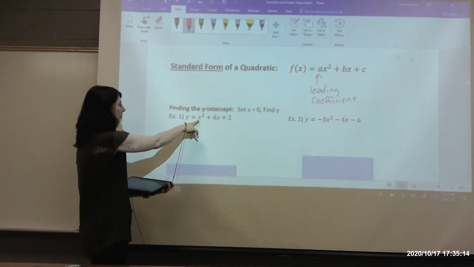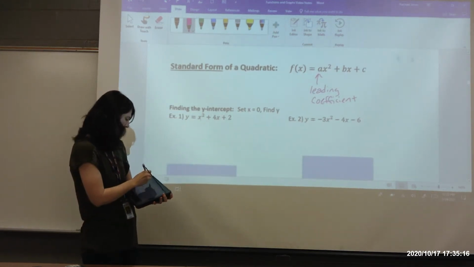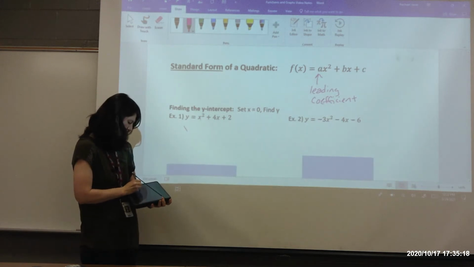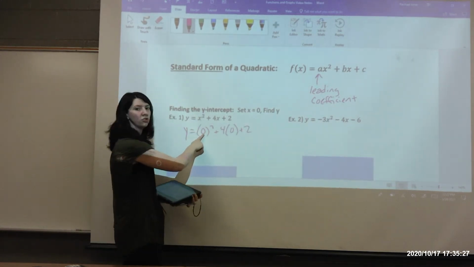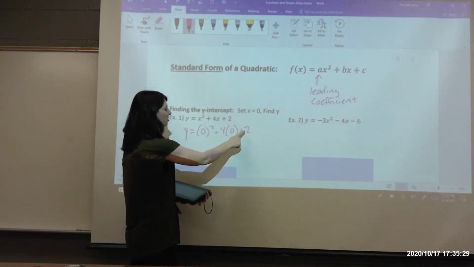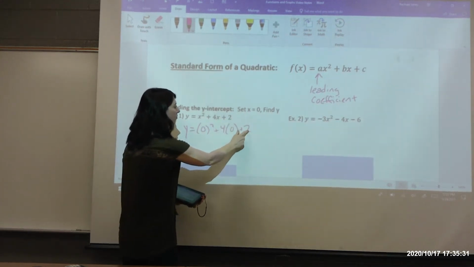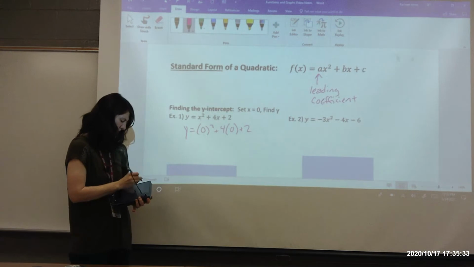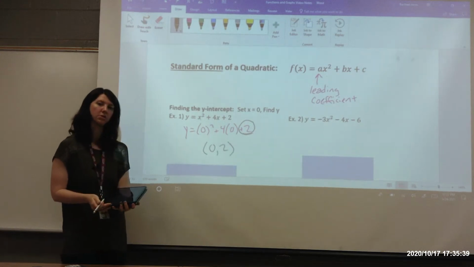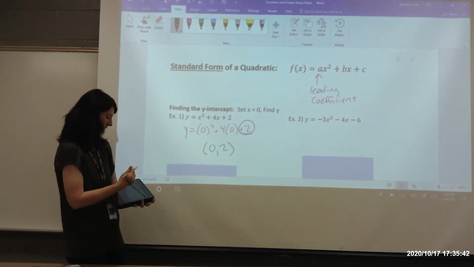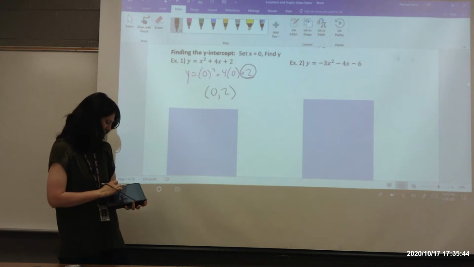So in standard form here, x squared plus 4x plus 2, if I plug in 0 for x, I get y equals 0 squared plus 4 times 0 plus 2. Well, we can see that this first term is just 0. The second term is just 0. And then we're left with our last term there of 2. So my y-intercept would be (0, 2). And that's it. And I put the graph down here so you can compare.